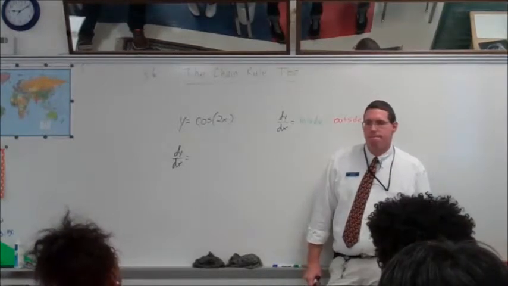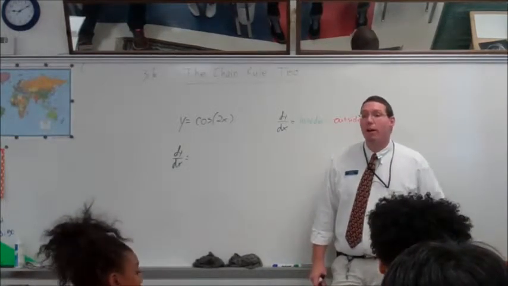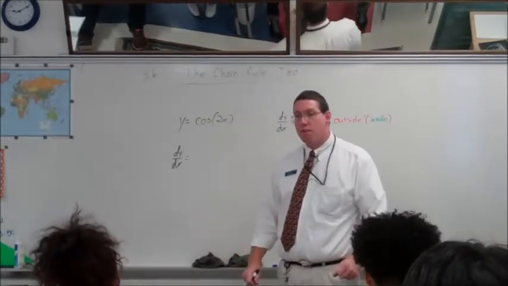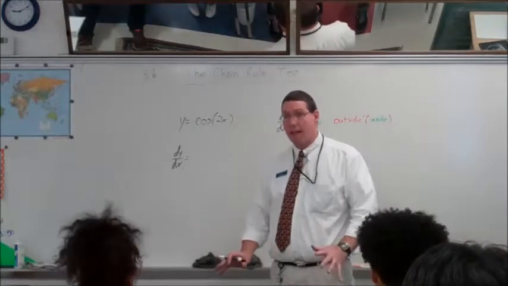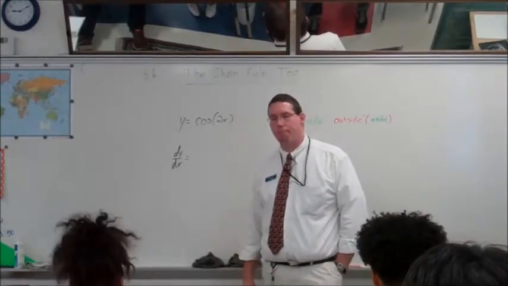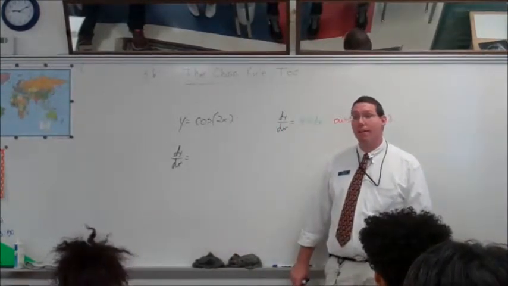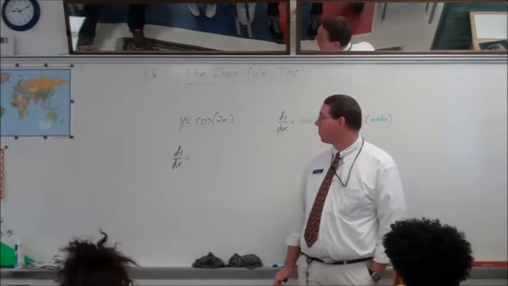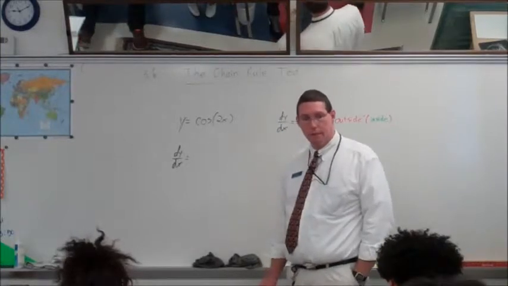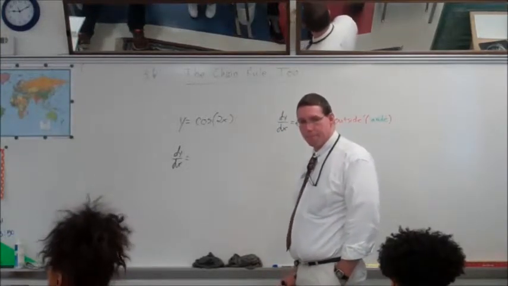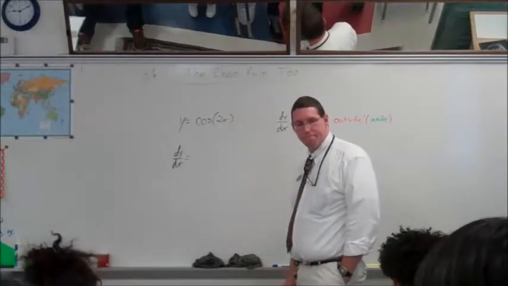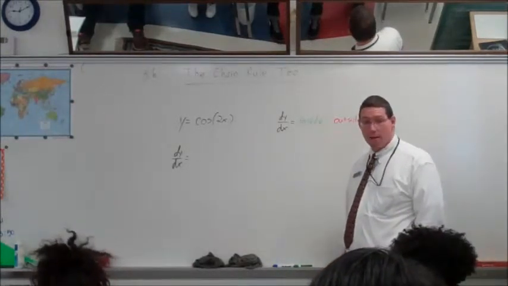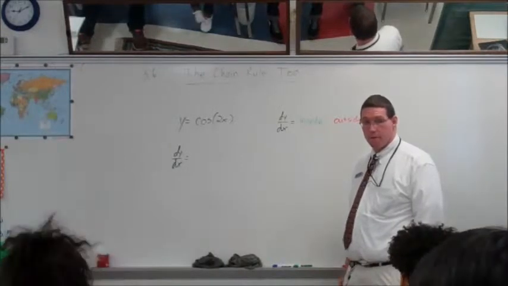If where you would normally see just an x, you see more than just x, it's probably a chain rule problem. It is, isn't it? Inside prime, outside prime with inside unchanged. So the derivative is going to be the negative sign of the outside.